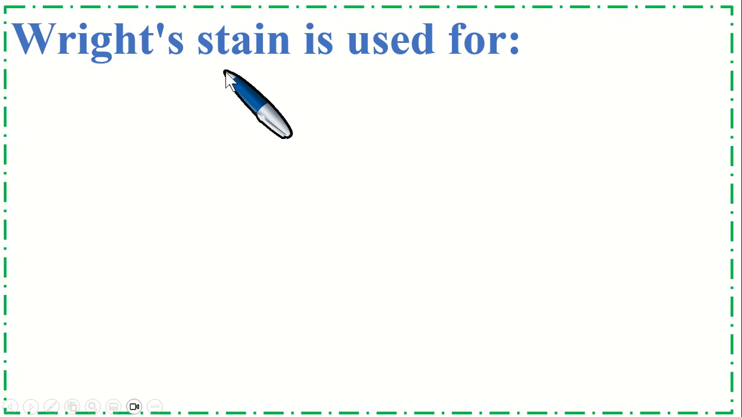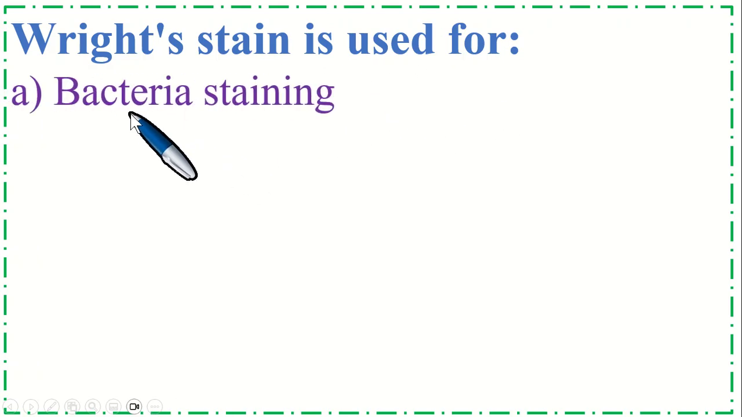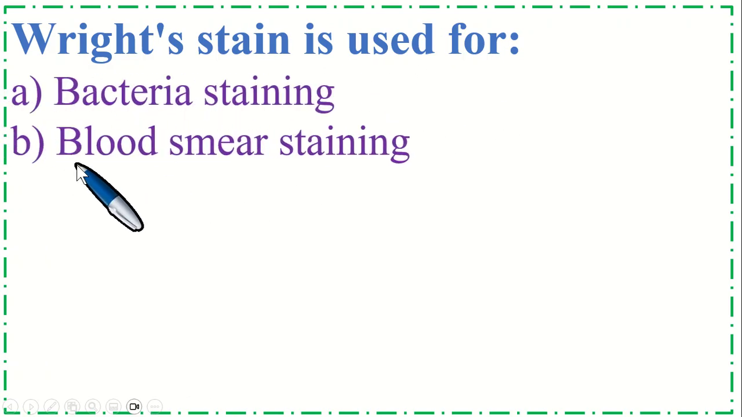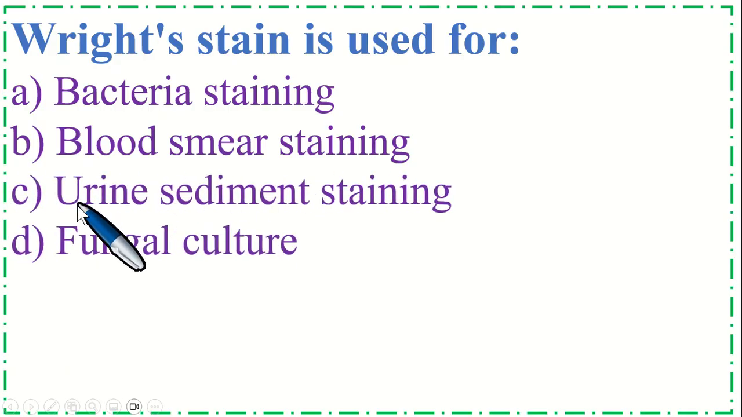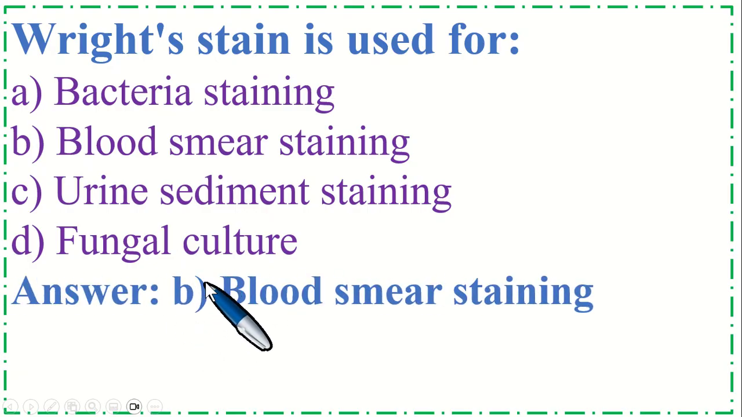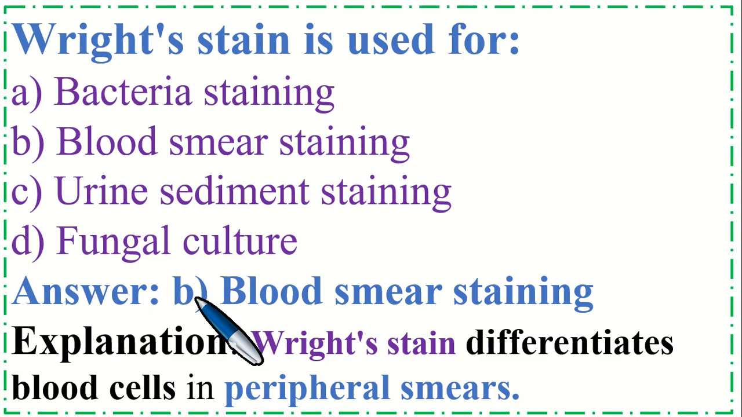Leishman stain is used for option A bacteria staining, B blood smear staining, C urine sediment staining, and option D fungal culture. So the correct option is B blood smear staining. The stain differentiates blood cells in peripheral smears.